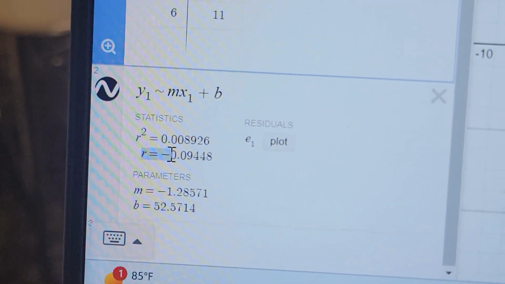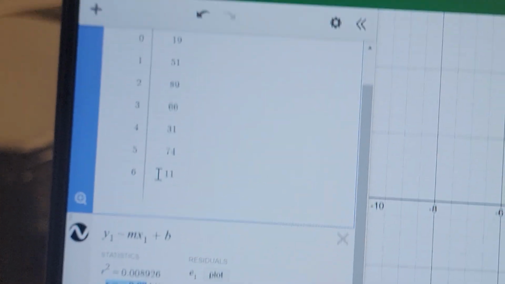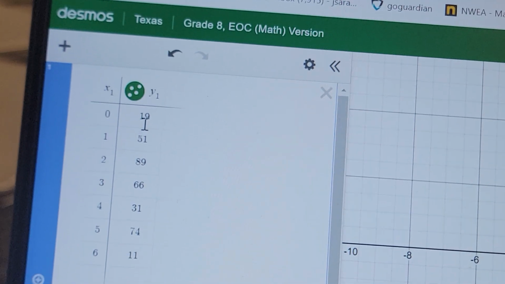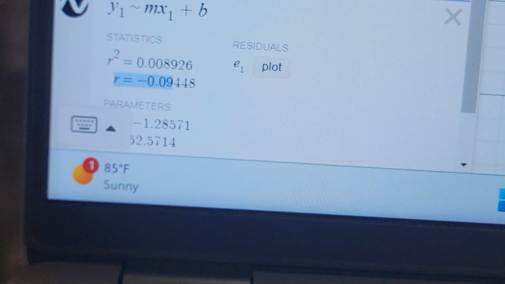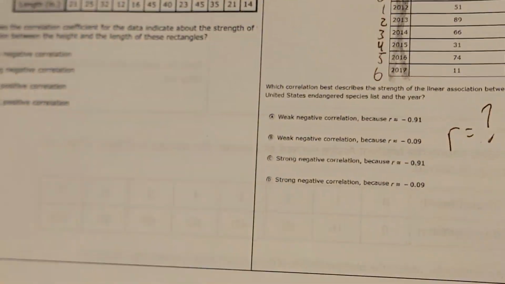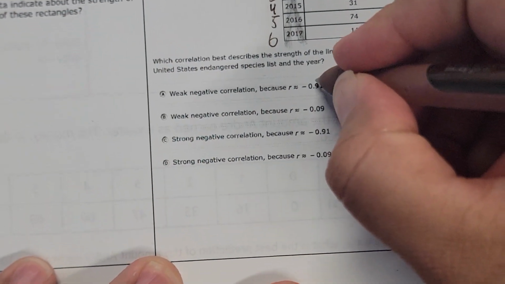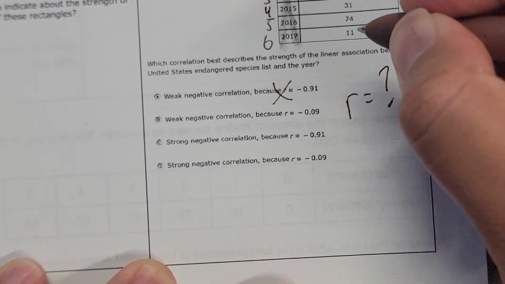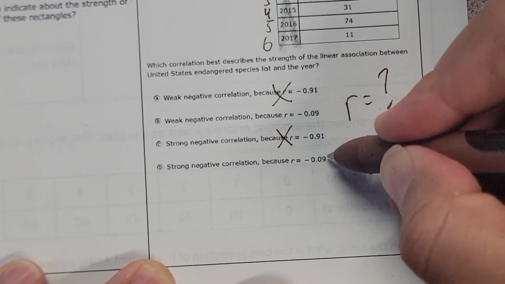So my R number is negative 0.09. Okay, those are my numbers right here. Started with 0 through 6, just like we did here, 0 through 6. Put your numbers. So R is negative 0.09. So if I look here, this does not match, so I can't do that one. Can't do that one. All right, I have negative 0.09, that's good, and this is good.